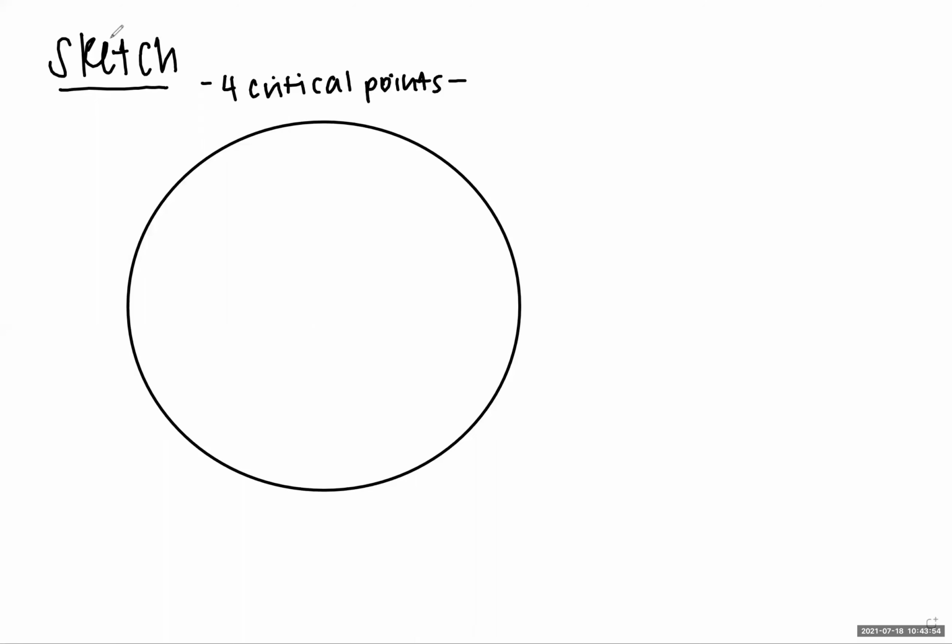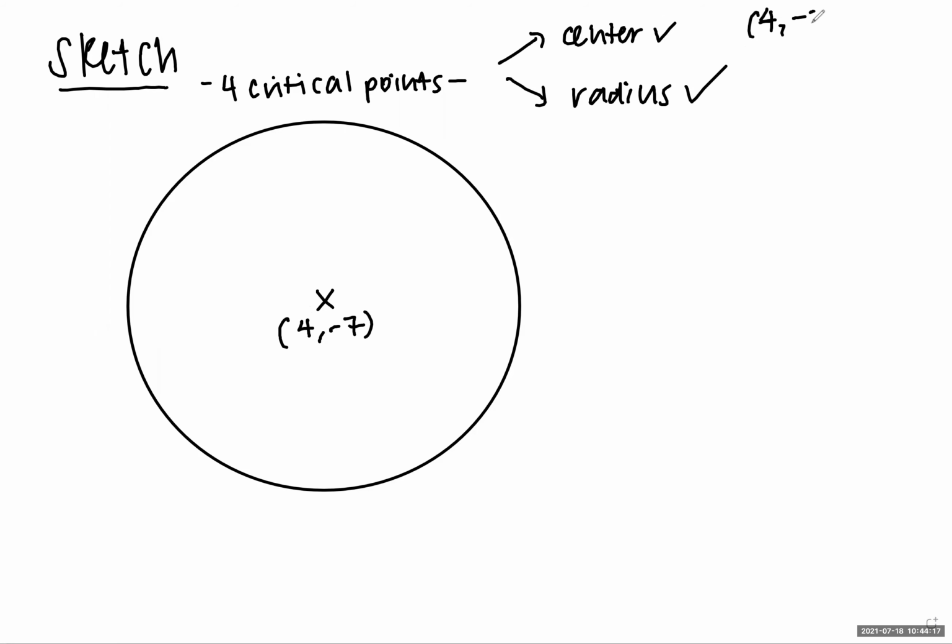If this is my center, to find the 4 critical points, you need to at least have the center and you need to at least have the radius. Let's say the center I give you is (4, -7), and then I tell you that my radius is 3. So now, the 4 critical points.